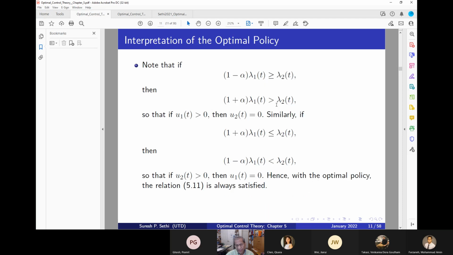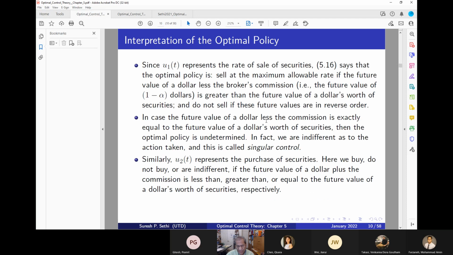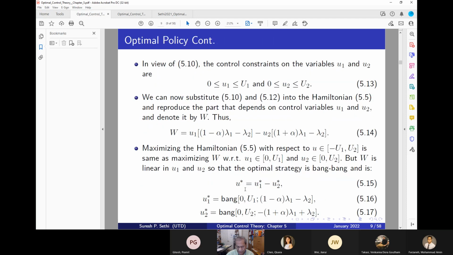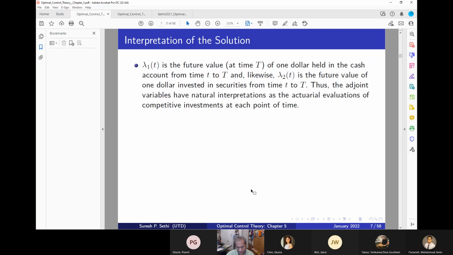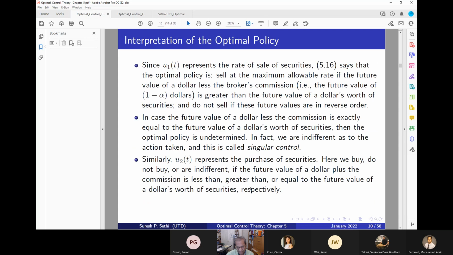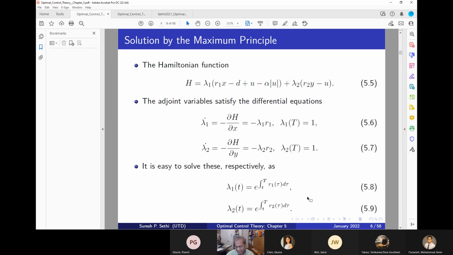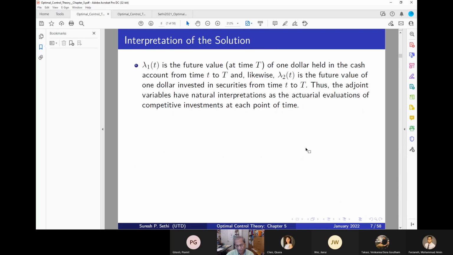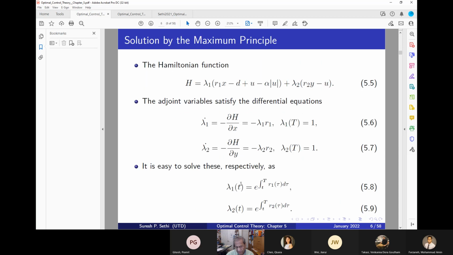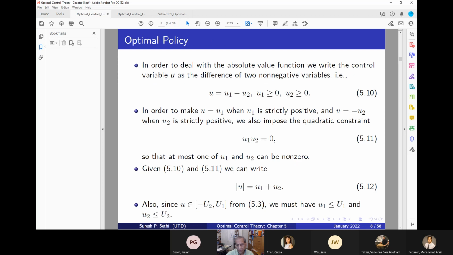If I solve this problem, then I get the value of lambda at each point in time, which we already know is exactly given by these guys. So lambda 1t, lambda 2t. We also know that the terminal value of these guys is 1, 1. Okay. So here's a picture.